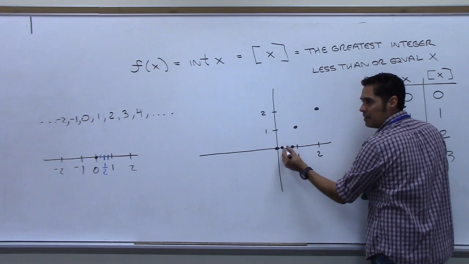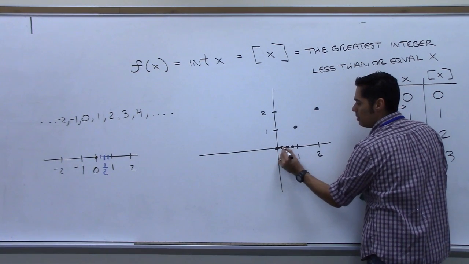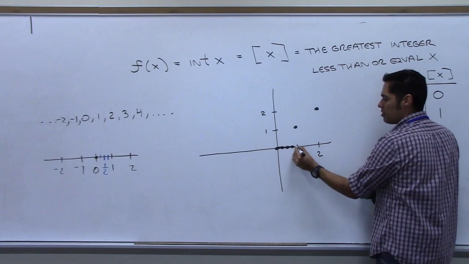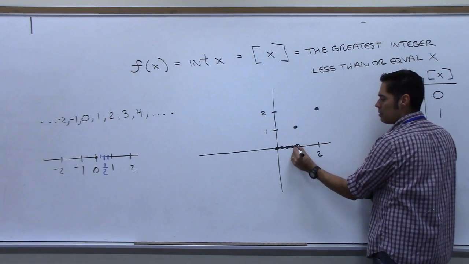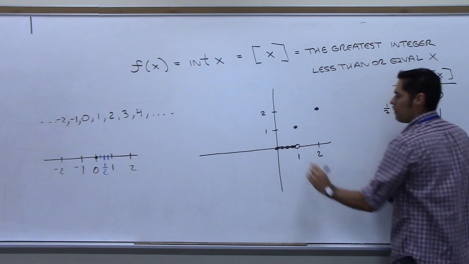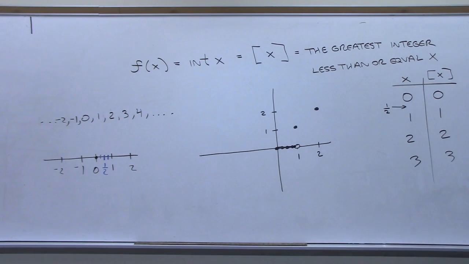In fact, anything in there will be 0, won't it? So it'll be solid here. But what happens when I get to 1? It jumps up. So I need to put an open circle here like this. Do you see that? So that's why it has those open dots on it.